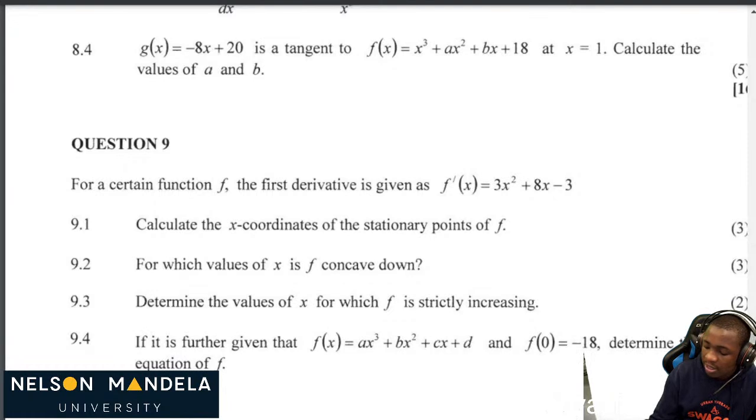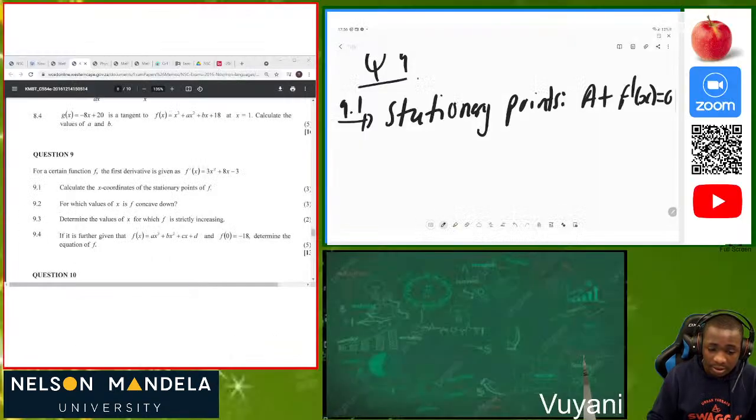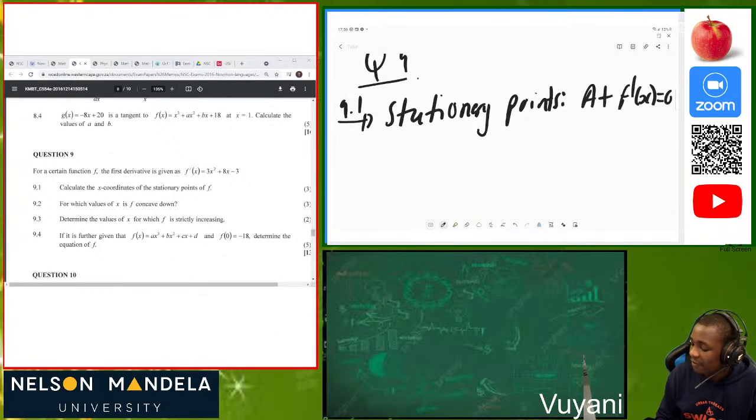So you can just write this, okay. Stationary points at F prime of X equal to 0. So at stationary points, F prime of X is equal to 0.